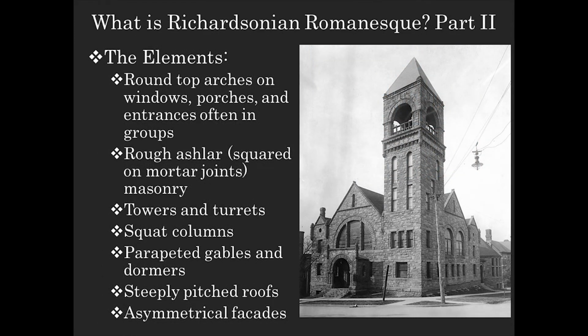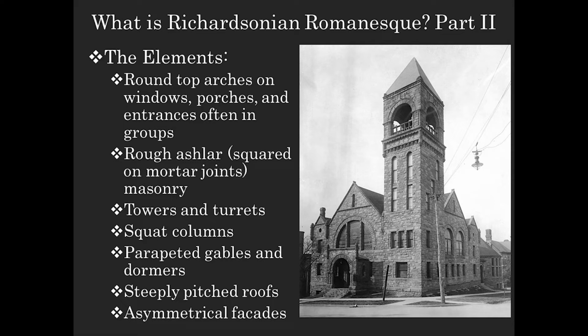So what are some of the defining characteristics of Richardsonian Romanesque architecture? The elements include rounded top arches on windows, porches, and entrances, and those arches are often in groups. Here you can see on the right-hand side of your screen the First Congregational Church of Sioux City, and you can see the arches and groups of arches banded together. Another characteristic of this architecture is rough ashlar, which means squared mortar joints masonry, but they also have rough surfaces on the public facades.